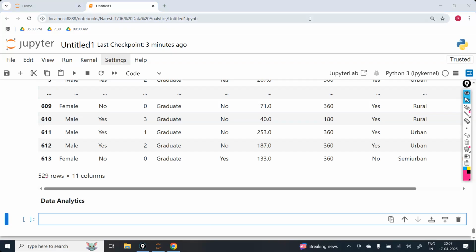Is the point clear? So how can you know whether it is descriptive or inferential? In the business problem, it will be clearly given.